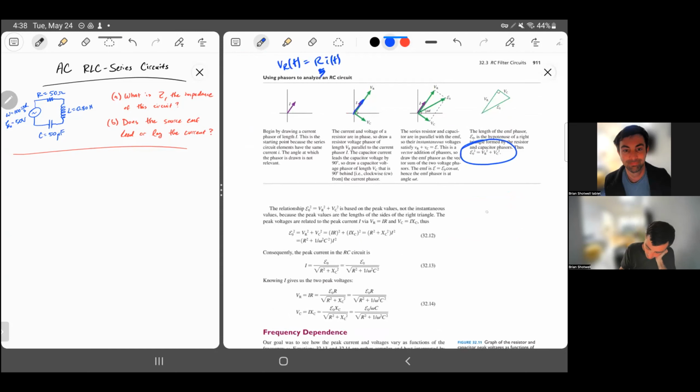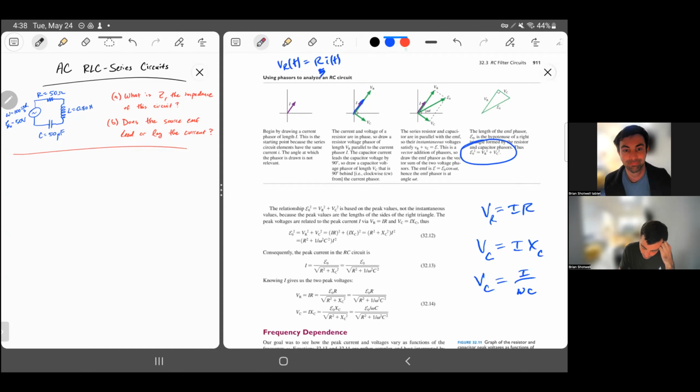Okay. So we're going to use Ohm's law. So the voltage across the resistor. Now I'm plotting the maximum value of this, right? Capital I and capital V. Voltage across the resistor is related to the peak current that goes through it. And then the voltage across the capacitor, remember, was I X_C, where that was the capacitive reactance. That was 1 over omega C.